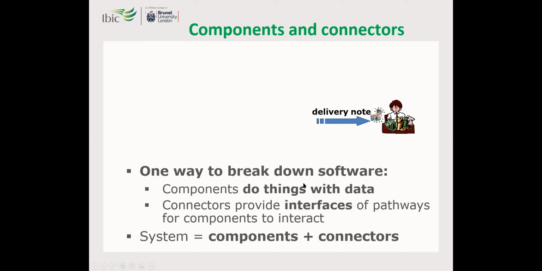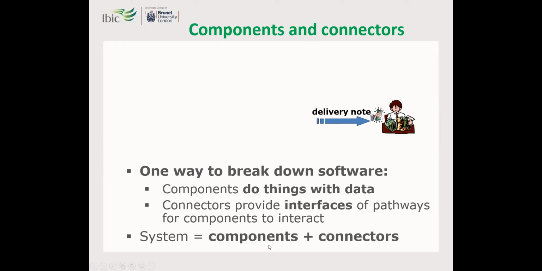So one way to break down software is components do things with data. There is an example in here. We do have delivery notes, for example. What we're going to do is use this breakdown strategy to be able to find a better solution. Actually, we can say a system might be composed of components and connectors. Because as I said, we need to know how we can put them together, how they are related.